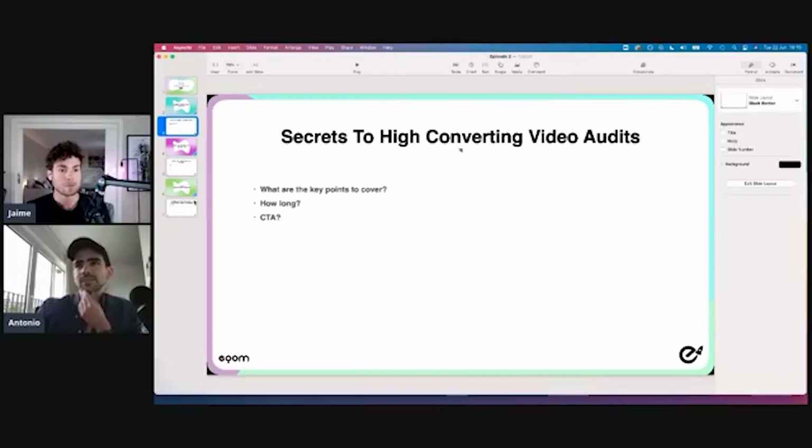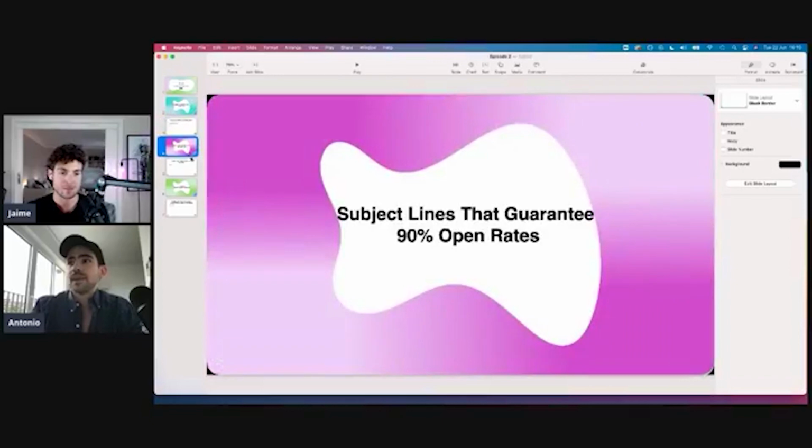Definitely. No, I think those are some fire tips to get you guys started on the Looms, or if you've already started and are not seeing results, some real actionable stuff you can take with you.